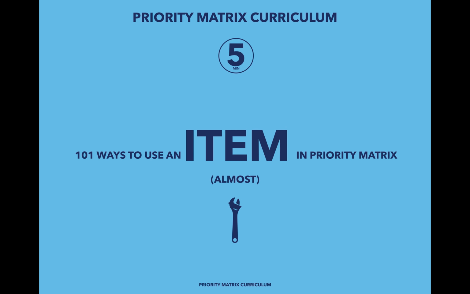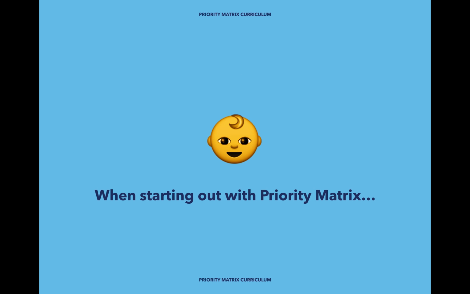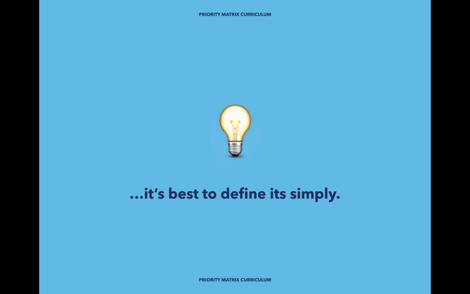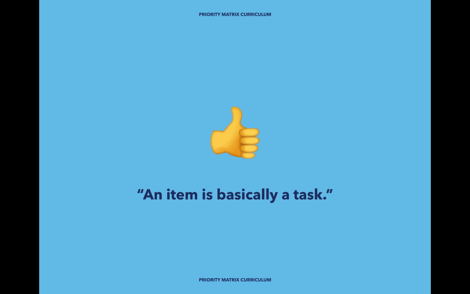Hi, in this 5-minute Priority Matrix curriculum video, I'm going to be showing you 101 ways to use an item in Priority Matrix. Well, not quite, but almost. When starting out with Priority Matrix and first coming across an item, I think it's best to define it really simply. An item is basically a task.